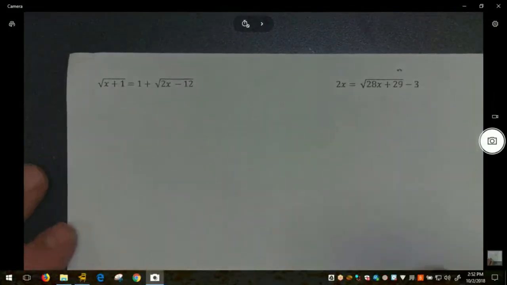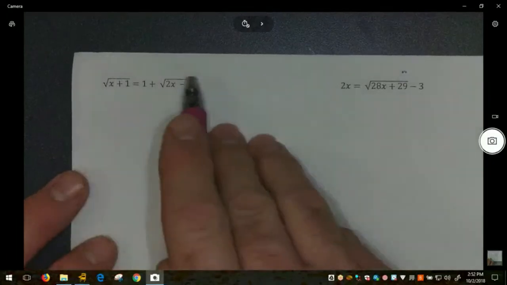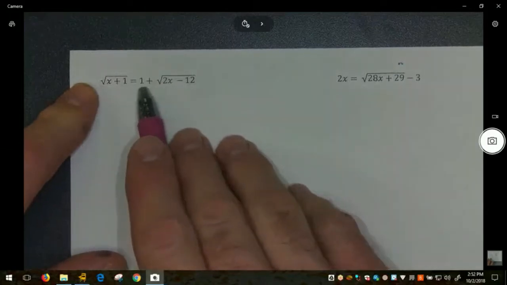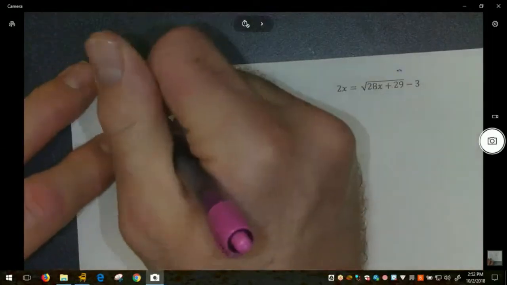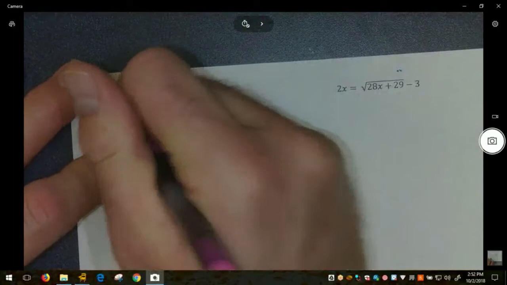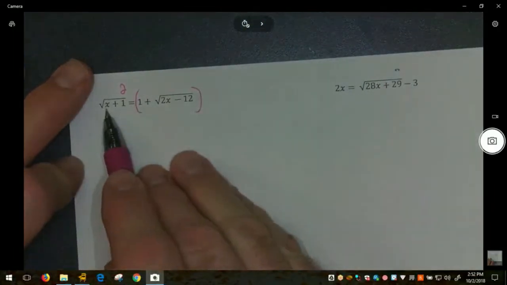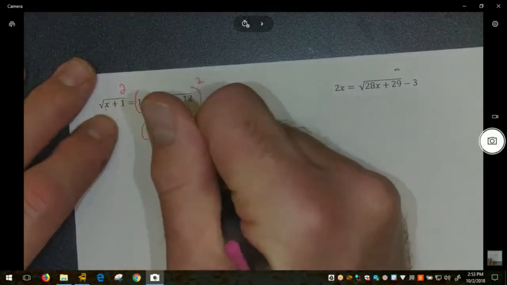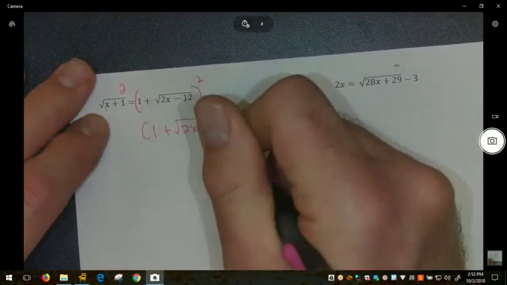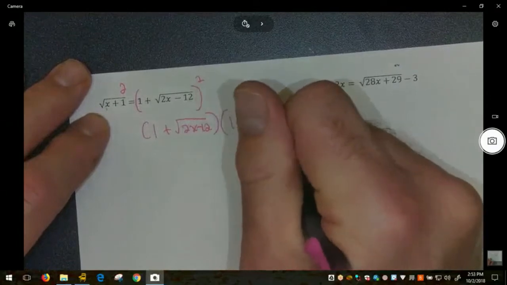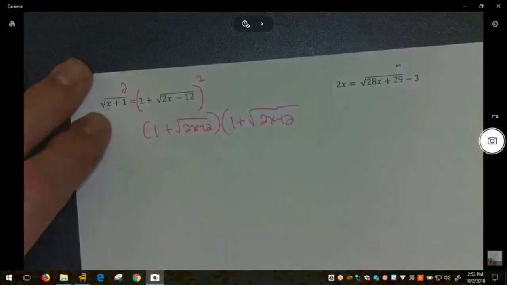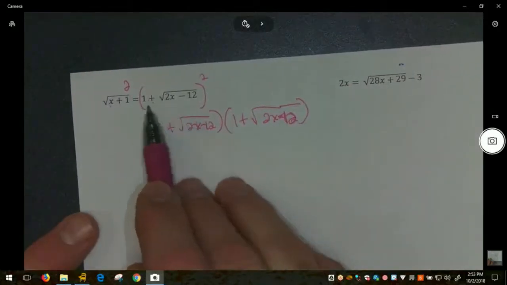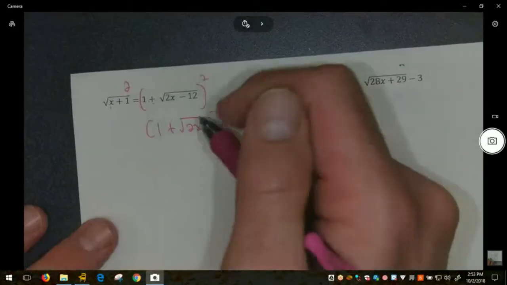Here's our next example. This is one that has 2 square roots. I want them to be on opposite sides when that's the case. Unfortunately, there is a plus 1 here. So when I go to square this to get rid of this, the radical on this side, I need to square this, which means I'm really doing 1 plus the square root of 2x minus 12 by 1 plus the square root of 2x minus 12. Because there's an addition sign, I can't just square the numbers in here, I have to expand to multiply.